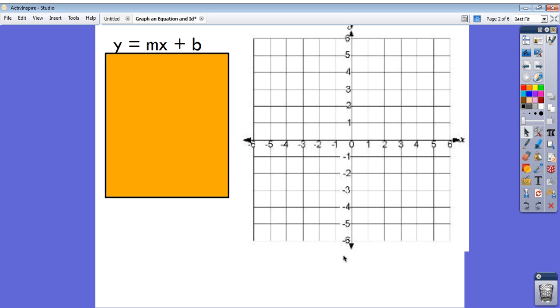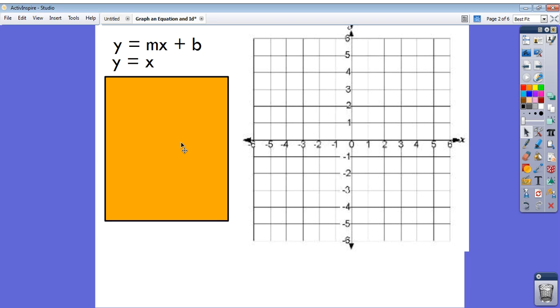Hi guys, today we're going to keep practicing graphing equations in slope-intercept form. What you should remember is that in our y equals mx plus b equation, m represents the slope, how much y changes as x increases by 1, and b represents the y-intercept. The first thing I want you to look at in your equations is the y-intercept because that's your starting point for your graph. Let's look at a couple examples.